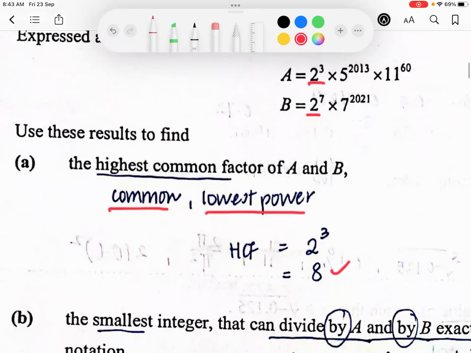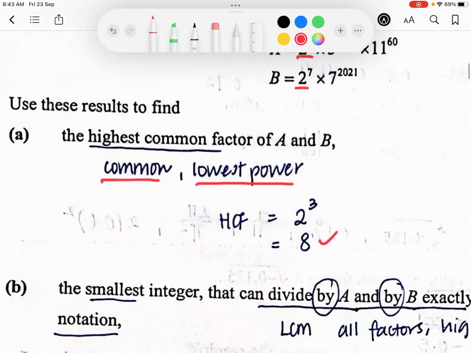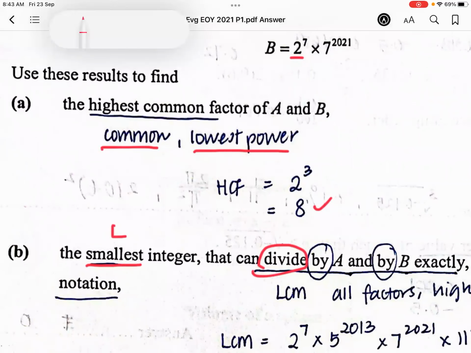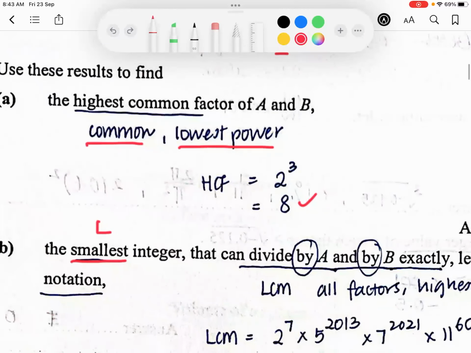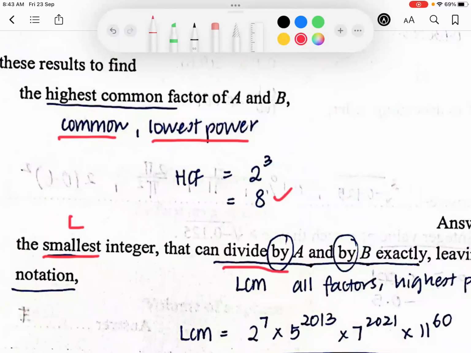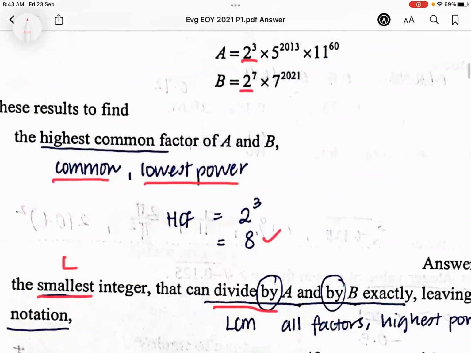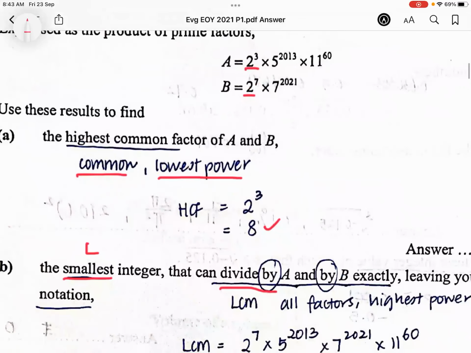Next one, they say the smallest integer, so it should be L, right? Then some students will see this word divide and get confused. So you must listen to the whole question itself. They say divide by. This number can be divided by, so this number must be a multiple. Let's say 6 can be divided by 3, not the other way around, 3 can be divided by 6. So we're not looking for highest common factor, we're looking for the lowest common multiple. When you want the lowest common multiple, we choose all the factors, 2, 5, 7, 11, and we choose the one with the highest power.